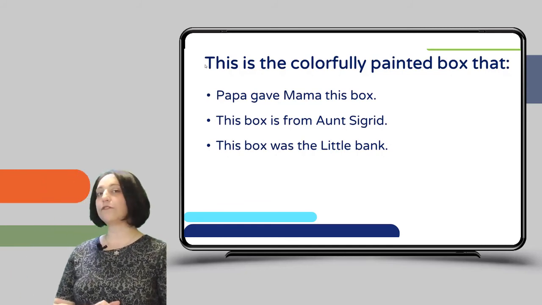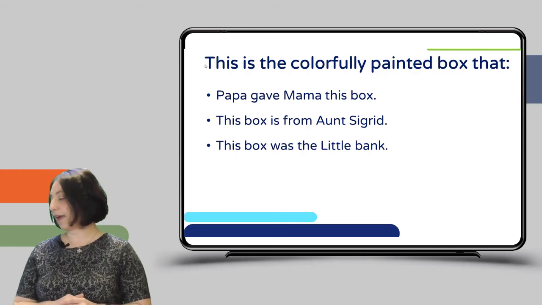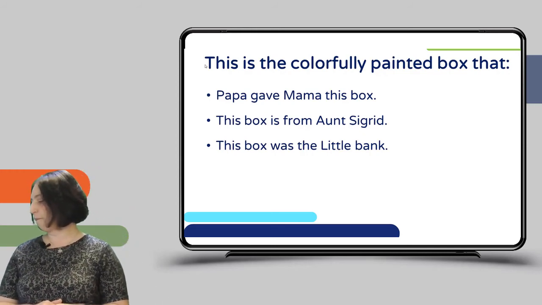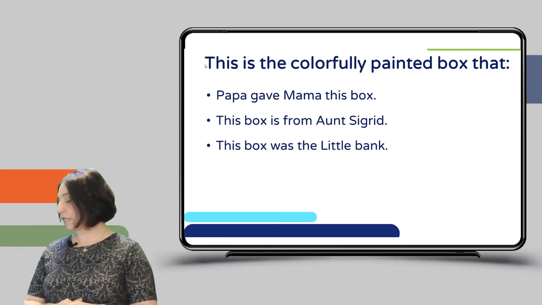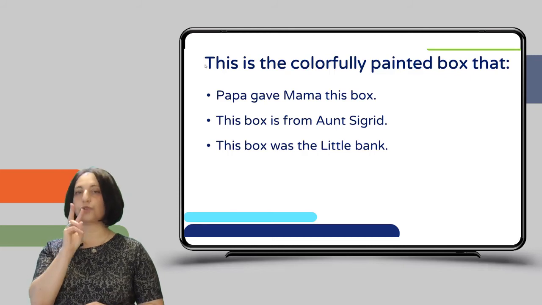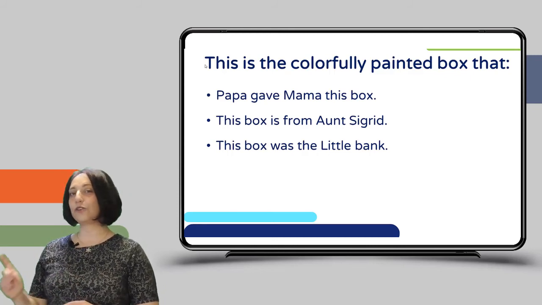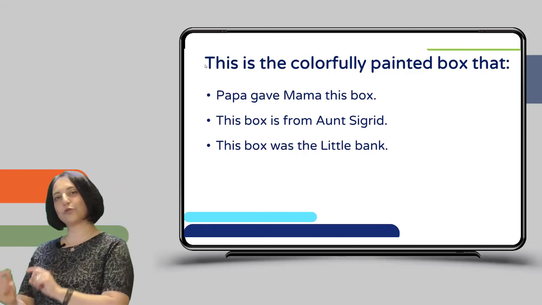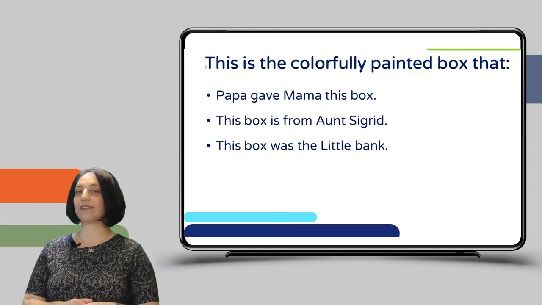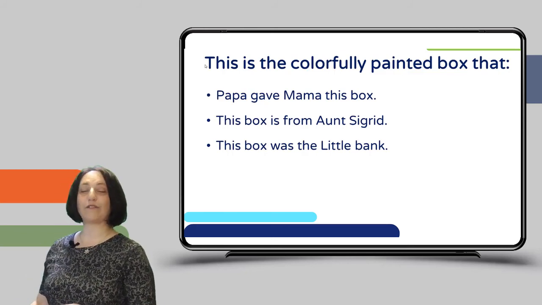This is the colourfully painted box that Papa gave Mama. This box is from Aunt Sigrid. This box was the little bank. So there are 2 truths and 1 untruth. Can you guess what is the truth and what is the untruth? I'm waiting. Can you guess? Let's see if you got it right.